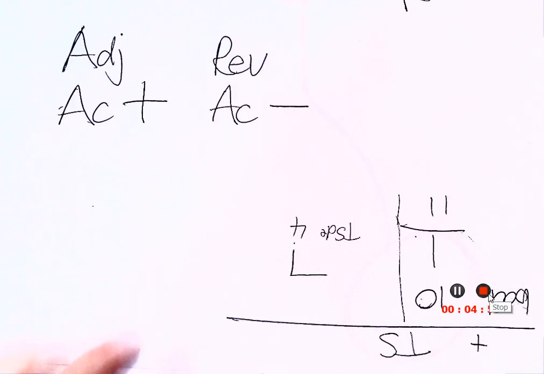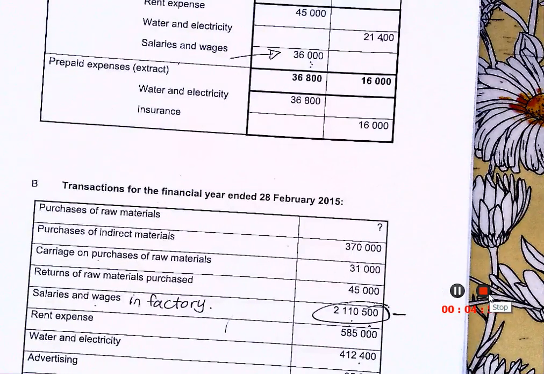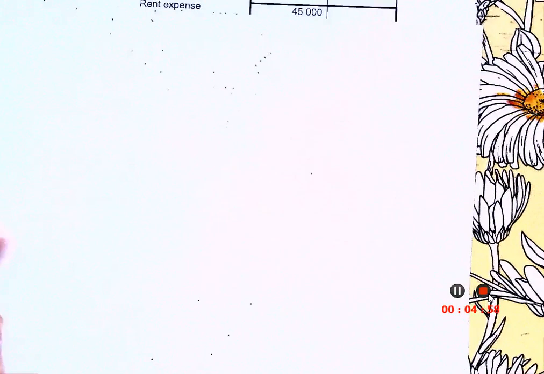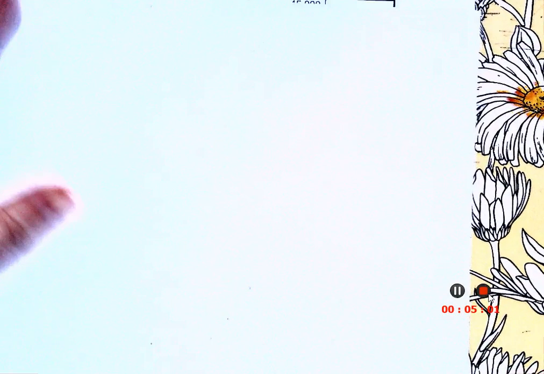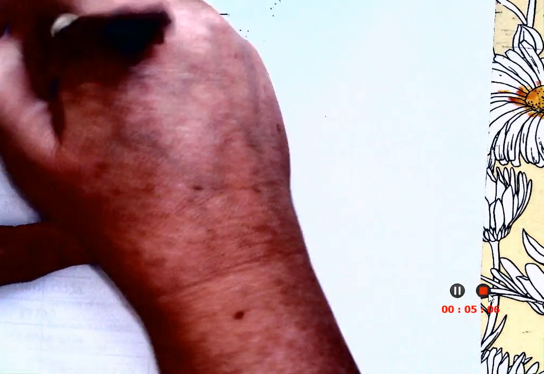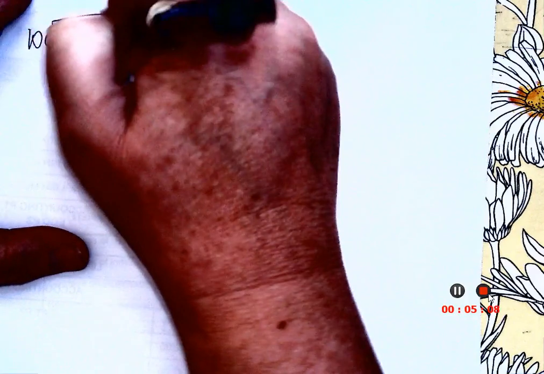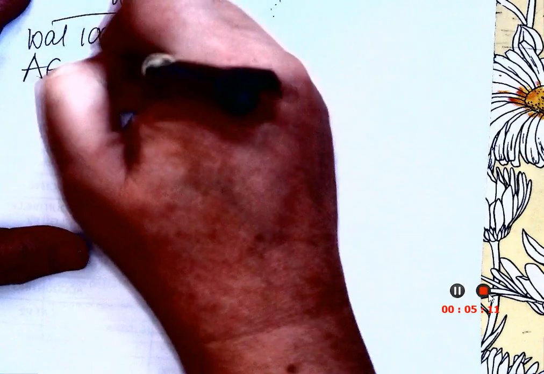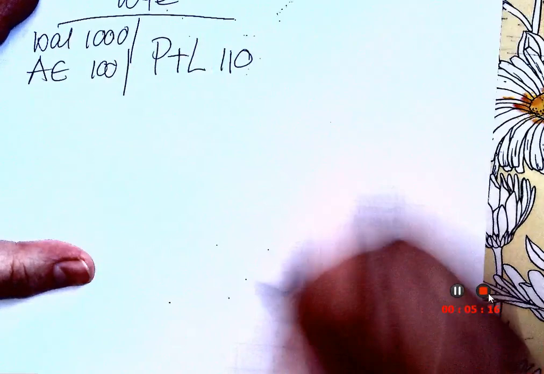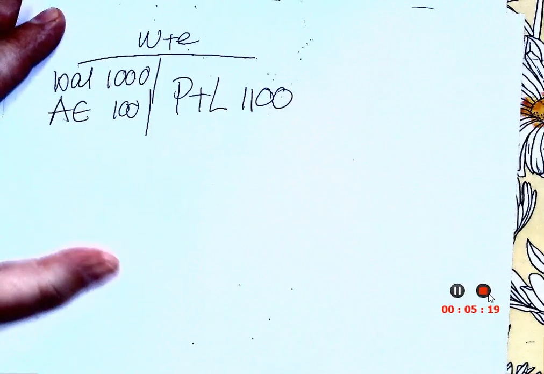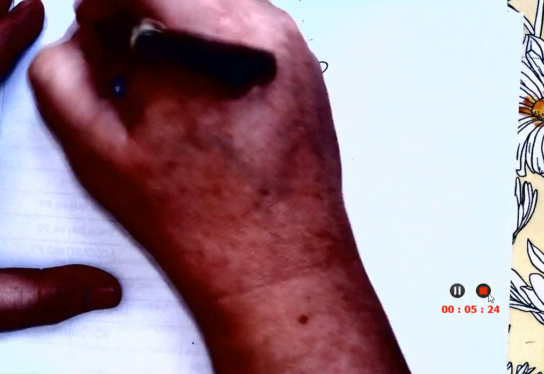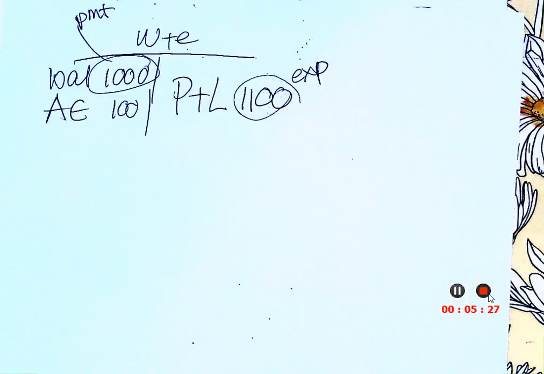Let me do it again. I'm going to do it with other amounts so that you guys can see what I mean. So, let's say, here's my water and electricity. I had a balance of 1,000 and I still owed 100. Meaning my real expense is 1,100. Can you see if I look at this? This is my expense. This is my payment. Can you see there's a difference?